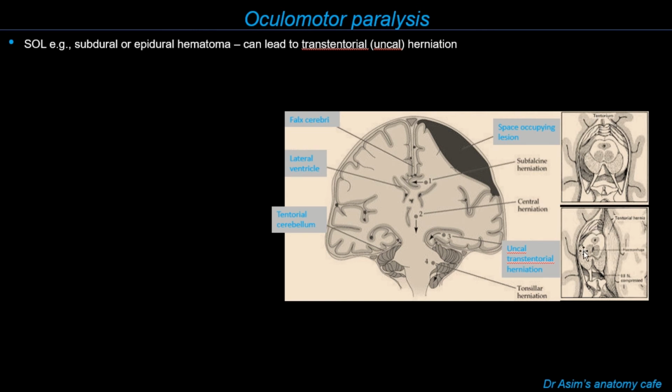And now in this case, you can see the compression of the midbrain, where the midbrain is being pushed through the tentorial notch along with the uncal part of the temporal lobe, and consequently they get compressed over here as a result of that transtentorial herniation because of this epidural arterial hematoma, for instance.